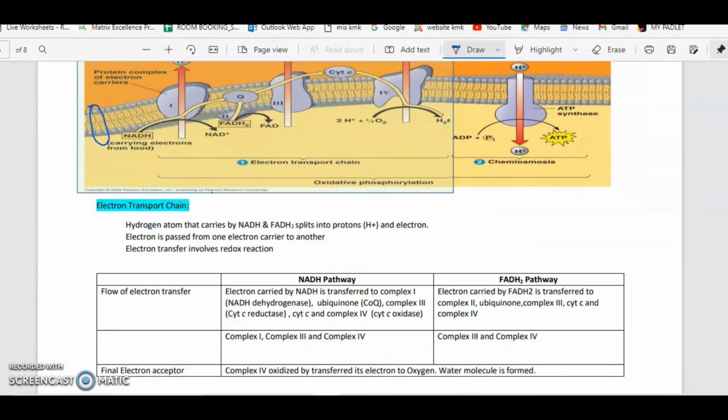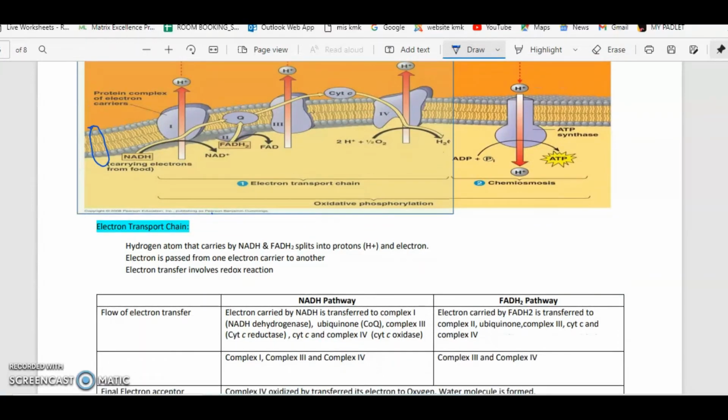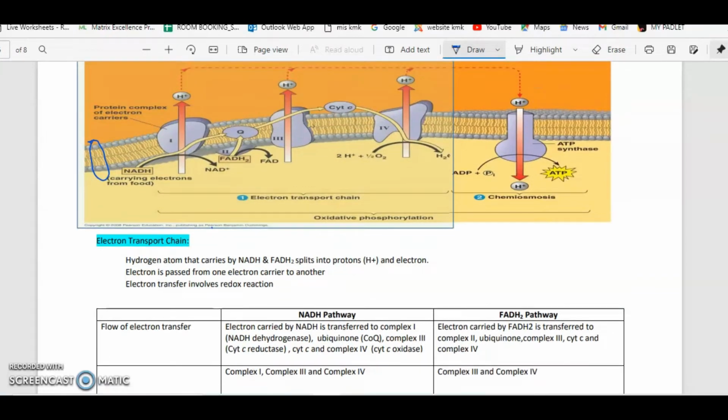Dalam ETC, kita ada dua pathway. Pathway yang pertama, involve NADH. Sebab kita ada banyak NADH. Kita ada 10 NADH. So, macam mana NADH ni akan menghasilkan ATP? Okay, so the pathway of electron, kita boleh nampak dekat sini, electron carried by NADH is transferred to complex 1. Okay, so the name of complex 1 is NADH dehydrogenase.